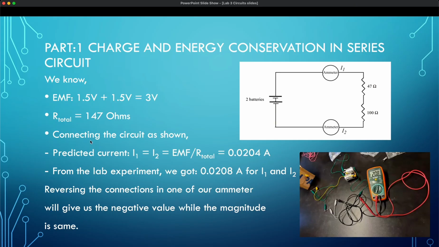After we connect the circuit in this pattern, we can predict that the current in ammeter 1 and the current in ammeter 2 are equal, and should be around 0.0204. From the lab experiment, we got 0.0208 ampere for I1 and I2. Reversing the connections in one of our ammeters will give us a negative value while the magnitude is the same.